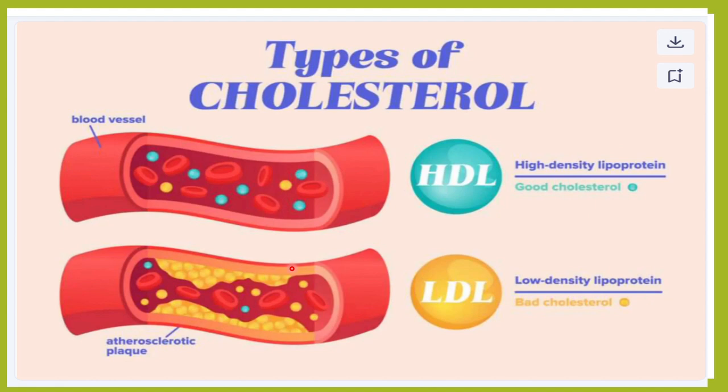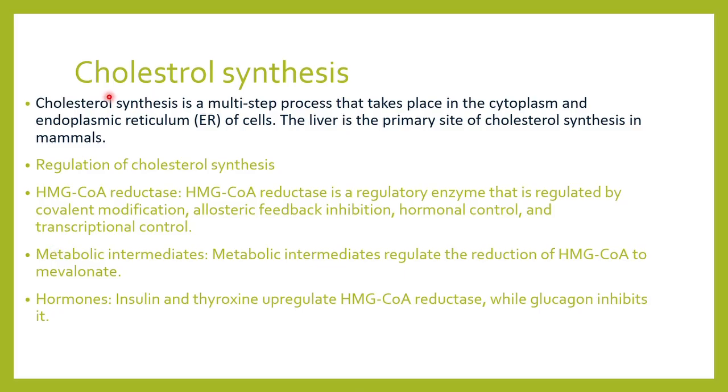There are two types of cholesterol. One is HDL cholesterol and the other is LDL cholesterol. HDL is the good cholesterol and LDL is the bad cholesterol. Now this cholesterol synthesis is a multi-step process, and it takes place in the cytoplasm and the endoplasmic reticulum of the cells. The liver is the main source of cholesterol synthesis.